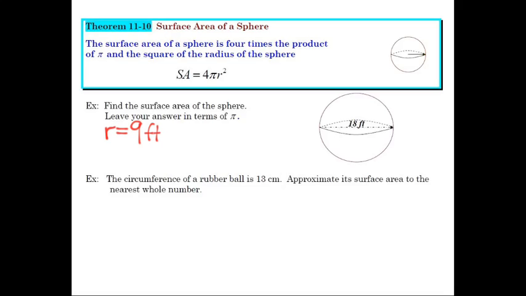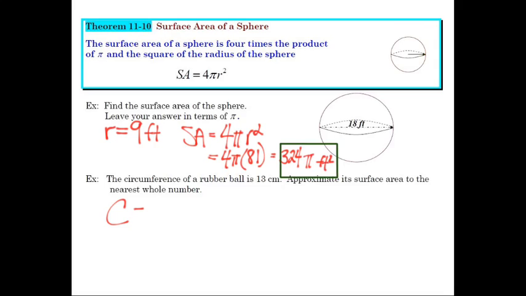So if I have an example down here, all I really need is the radius. The diameter is 18, which means the radius is half of that, or 9. So to get the surface area, I just do 4 pi r squared. So 4 times 81 pi, and I'm going to get 324 pi square feet. That's it.